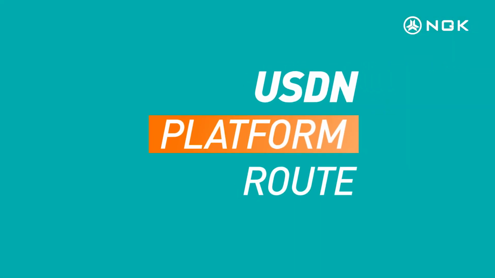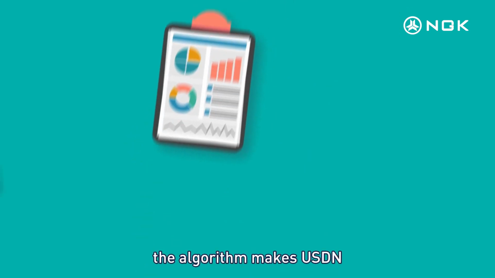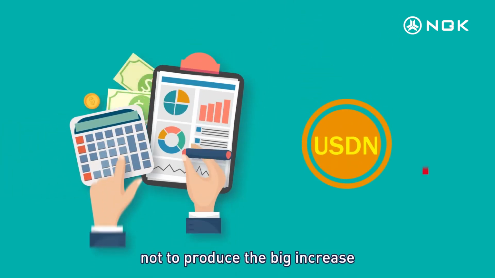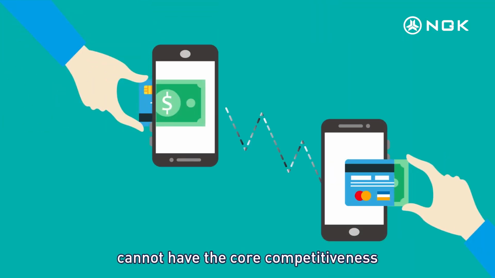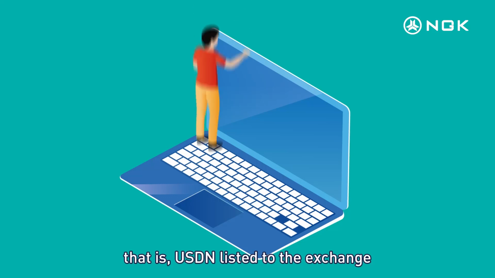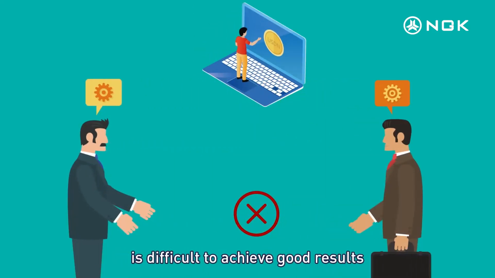USDN platform route. The USDN is a stablecoin. The algorithm keeps USDN from producing big increases. An online exchange listing in the early stage cannot give core competitiveness. That is, USDN listed to the exchange without a trading consensus is difficult to achieve good results.